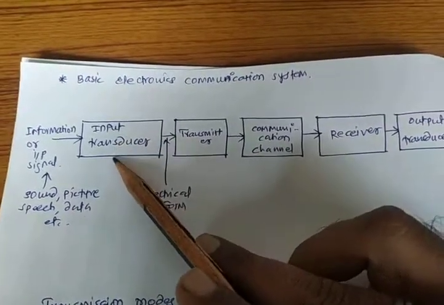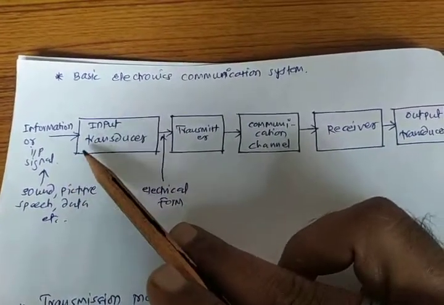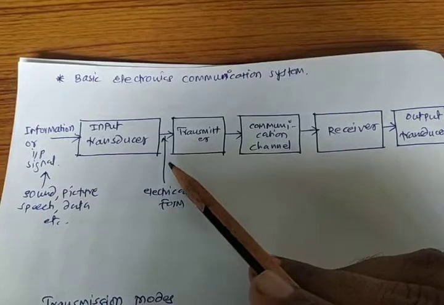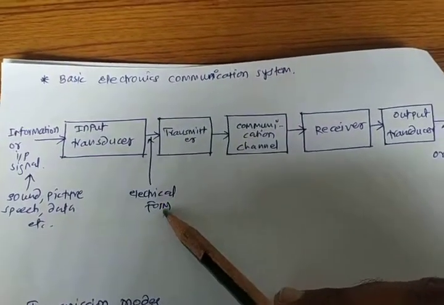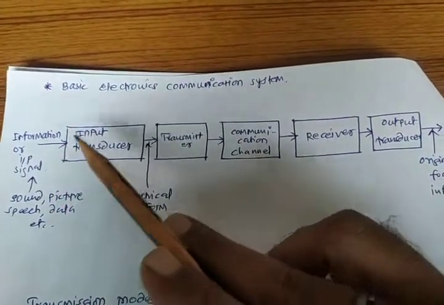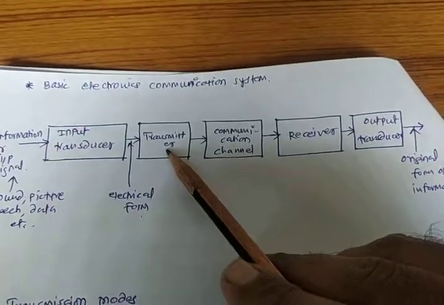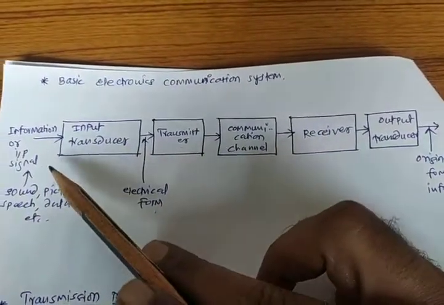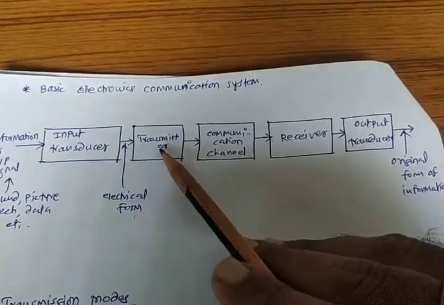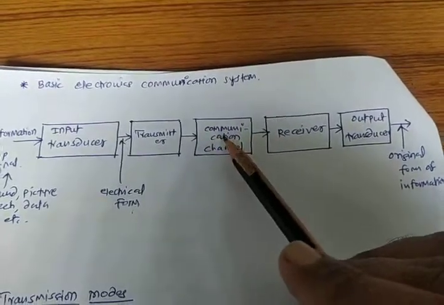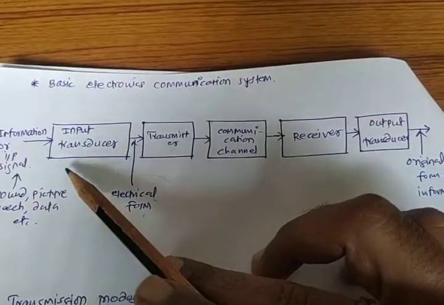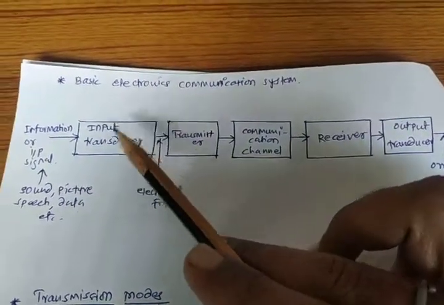The purpose of the transducer is that the transmitter requires the electrical form of the signal. It means this information signal, also called the original signal, is not directly transferred as it is to the transmitter. We need to convert this signal into electrical form, because when we transmit that signal into the communication channel, the nature of that signal will be electrical. So to convert the original information signal into electrical form, we use the transducer.